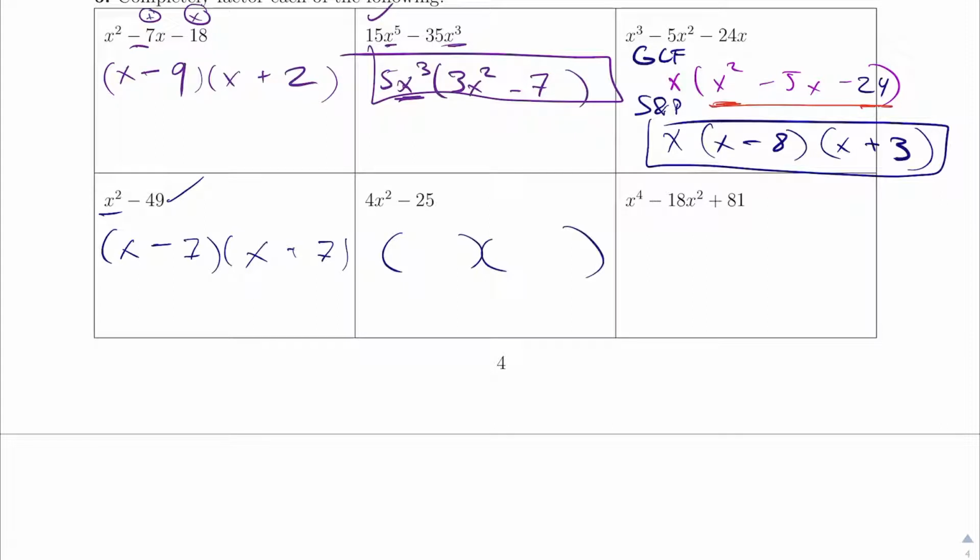Another difference of squares problem because it's a difference. These are both perfect squares. 2x and 2x, minus 5 and plus 5.